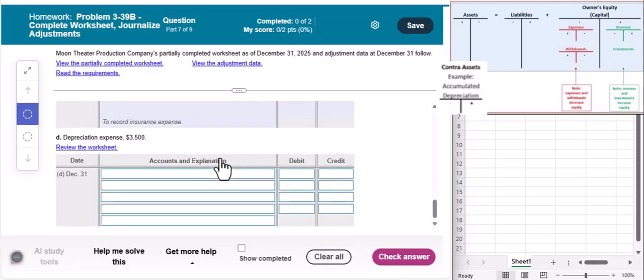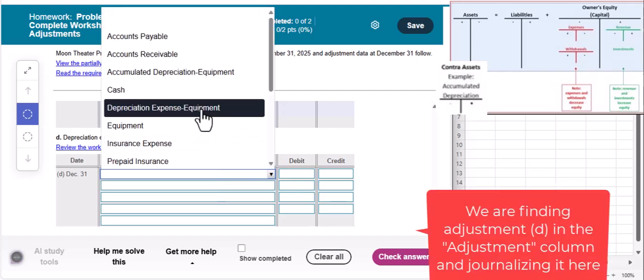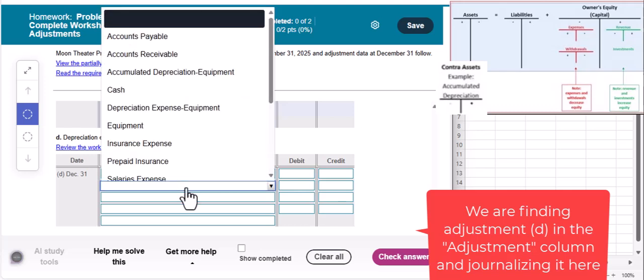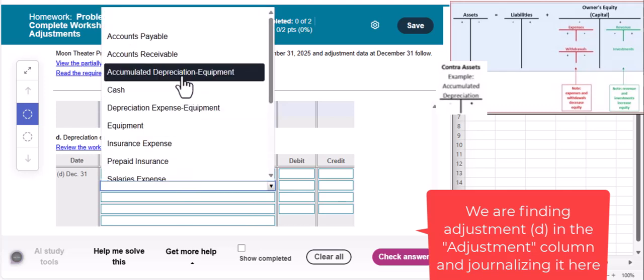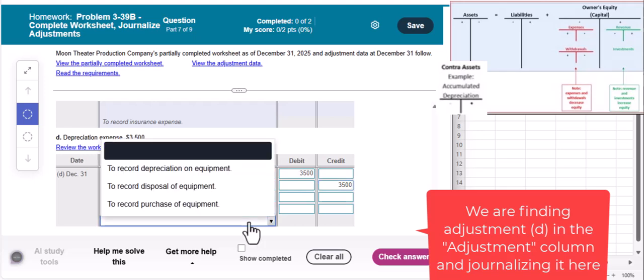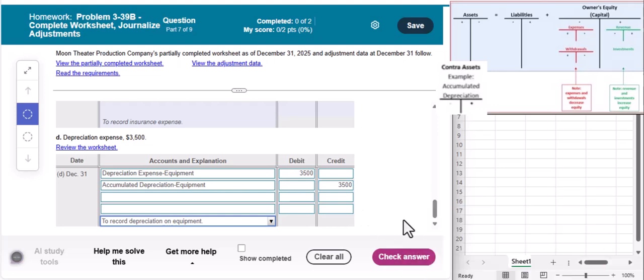Okay. So now we know we have depreciation expense. So what accounts are involved? We have depreciation expense, equipment. And of course we have our contra asset, the accumulated depreciation on equipment. And this one is straightforward. It is a $3,500 credit and debit. No math involved in this one. And then this is to record depreciation on equipment. So we'll go ahead and check our answer.